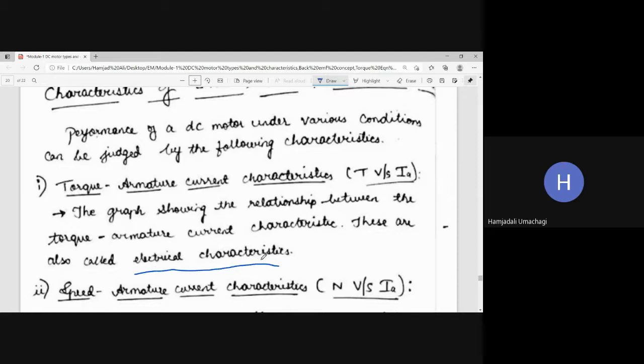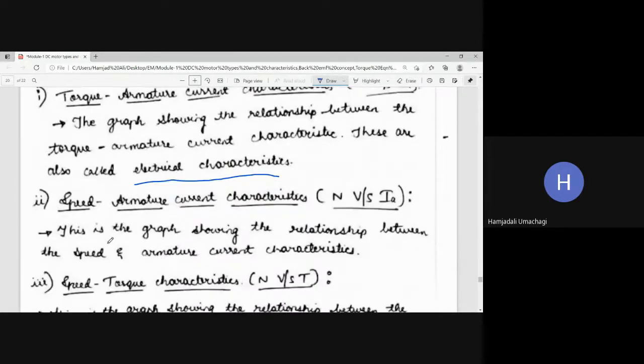Why? Because it will tell us, with the change in the torque, how much is the armature current, or else if the armature current changes, then what will be the mechanical output, that is the torque. With the change in the armature current, how the torque will respond, how the torque will change, that is nothing but the electrical characteristics.